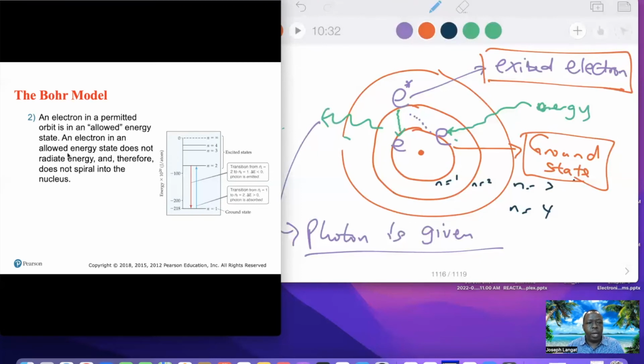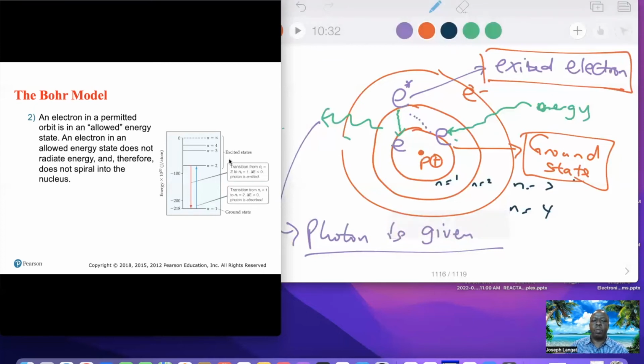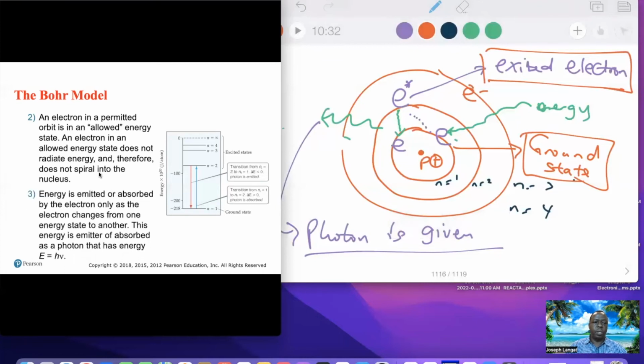An electron in an allowed energy state does not radiate energy. An atom, therefore, does not spiral into the nucleus. So he's explaining that, if electrons are negatively charged and protons are positively charged, why is it not that this electron is crashing into the nucleus? It's because they move around the nucleus in only certain specific regions, and we can calculate the energy of each level.